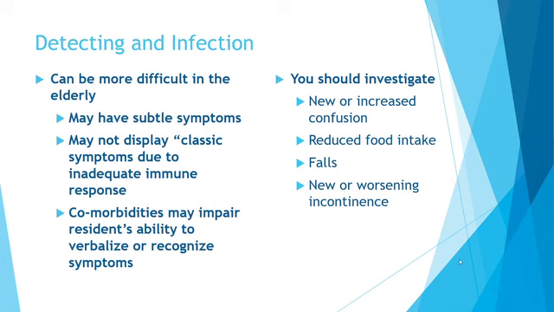Detecting an infection can be more difficult in the elderly. They may have subtle symptoms. They may not display classic symptoms due to inadequate immune response, and comorbidities may impair residents' ability to verbalize or recognize those symptoms. The things that we need to investigate are new or increased confusion, reduced food intake, so they're not eating as much, more frequent falls, or new or worsening incontinence. This does not mean that they're just incontinent and that's their norm. This means that this is something new that's out of their norm.